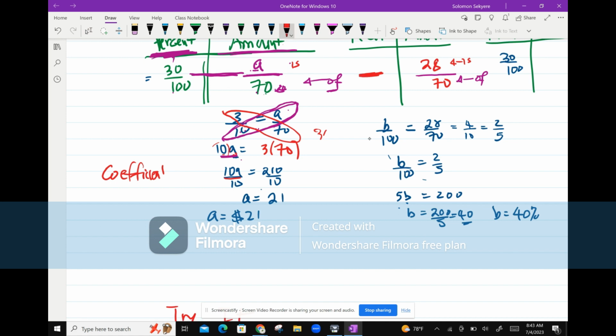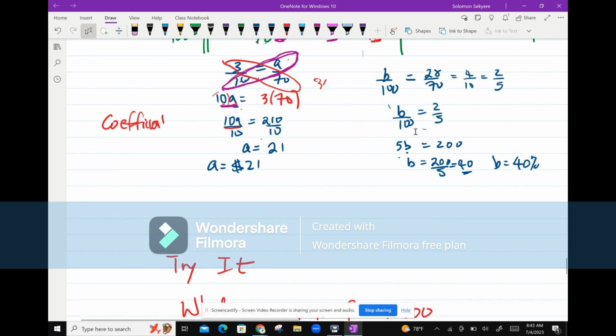So let's choose a variable. Let's say b. So b over 100. See, always that's 100. Percent means per 100. So now you've got it right, and then you say b over 100 is 28 over 70. I like to simplify my numbers before I do my cross multiplication. But here also by simple proportion, let's see. No, we can't do this by simple proportion yet. So let's simplify 28 over 70.